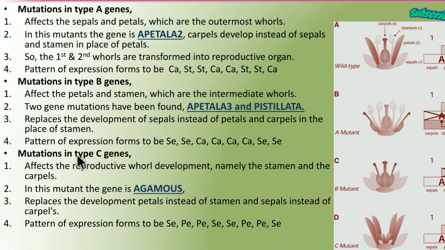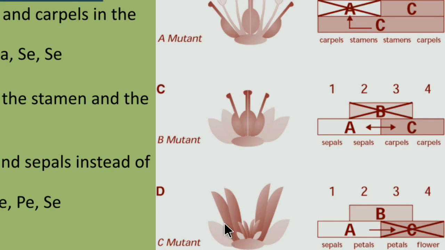Now again, mutation in type C genes. In this, it affects the reproductive whorl development, namely the stamens and the carpels. In this mutant, the gene AGAMOUS replaces the development of petals instead of stamens and sepals instead of carpels. So here it is going to replace the petals in place of stamens and sepals in place of the carpels. Now if you are going to see the picture, the whorls go sepals, petals, petals, sepals, and again the same pattern repeats.